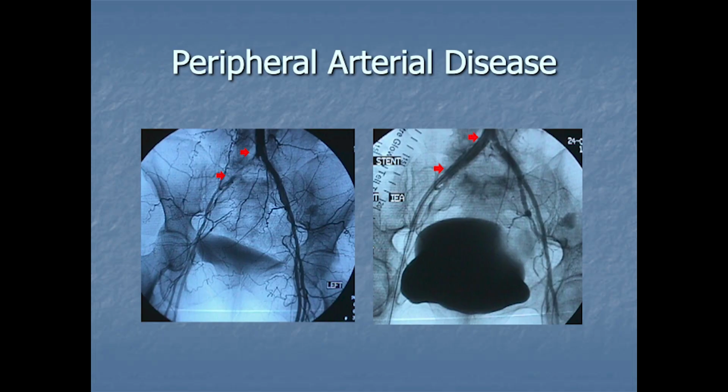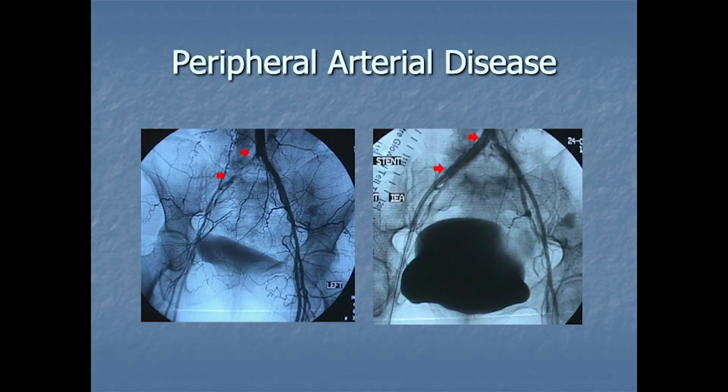Now, on the right side, you're right, this is after we fixed it. So this is stented. What do you see in the collaterals? You don't see them. Why is that? Flow's preferentially going past that down the proper channel. The collaterals are still there, but they're underperfused because the body doesn't need them as much.